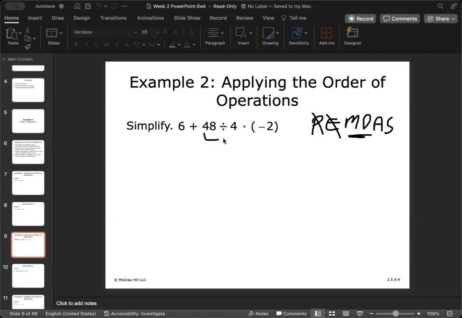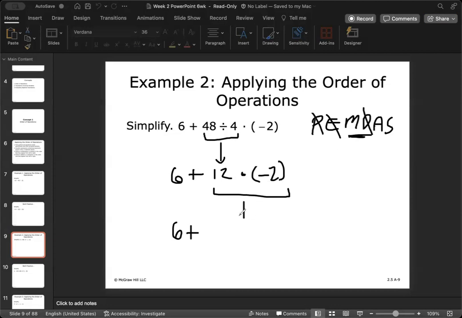So we divide 48 by 4. Bring everything else down: 6 plus, and then the times -2. Here we do the 48 divided by 4, and that gives us 12. So the division is done before the multiplication in this case. Now we do the multiplication right here, 12 times -2. So we bring down the 6 plus. And 12 times -2 is -24.